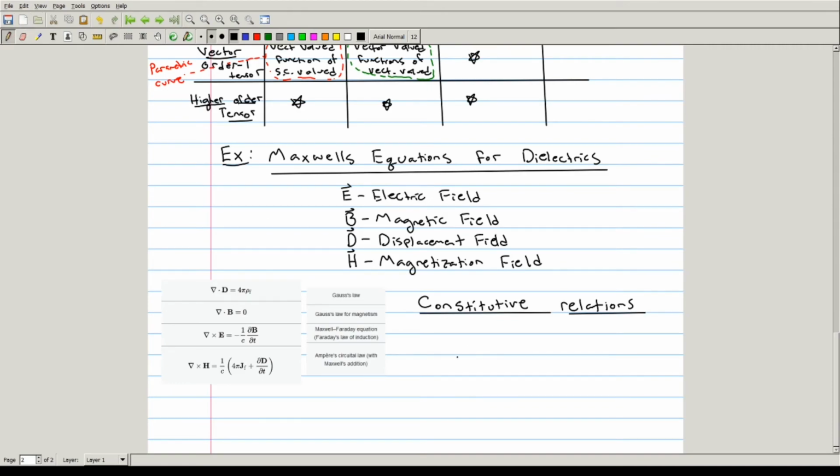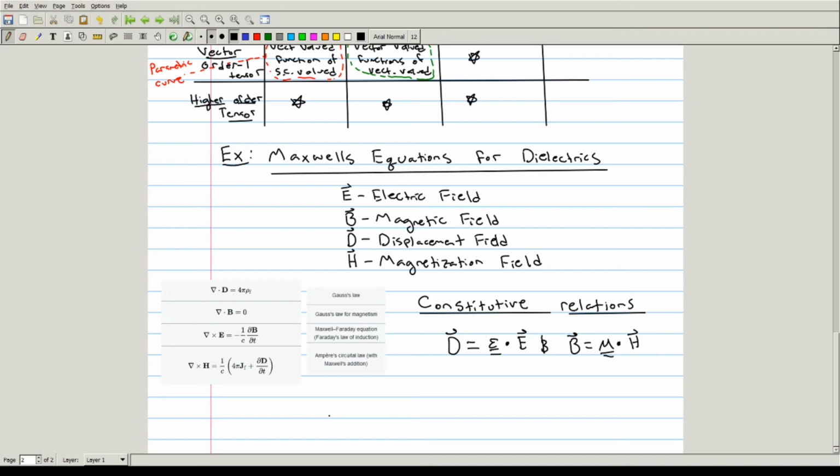And these relations take the following shape. Basically it says that the displacement field D is equal to a second order tensor, dot product with the electric field E, and we also have that the magnetic field B is equal to the dot product of this second order tensor with the magnetization field H.